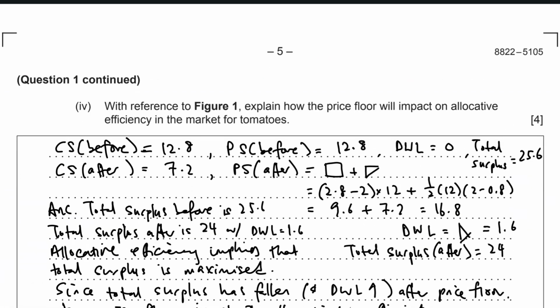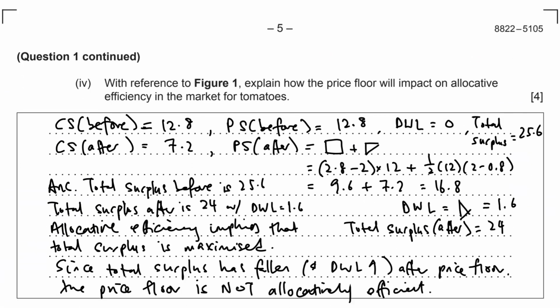Right, so to answer the question, this is what I've written. I have said, look, the total surplus before the price intervention or price control is 25.6. The total surplus after is 24 with a deadweight loss of 1.6. Now, allocative efficiency implies that total surplus is maximized. Since total surplus has fallen and deadweight loss has risen after the price floor, it is not allocatively efficient. So yeah, something along those lines, right?